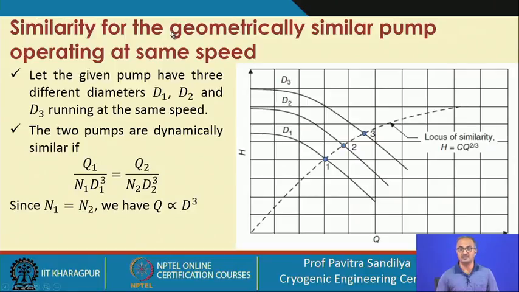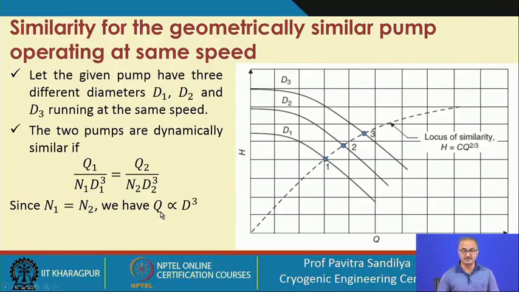Now, we have another situation. In this case, we have geometrically similar pumps, but operating at the same speed. Now, they are geometrically similar, we understand. That means their sizes are not the same, but they are running at the same speed. So, for that again we have D1, D2, D3 as the diameters, and we again use the same equation for the dynamically similar pumps, and in this case N1 is equal to N2. So, we put N1 equal to N2.